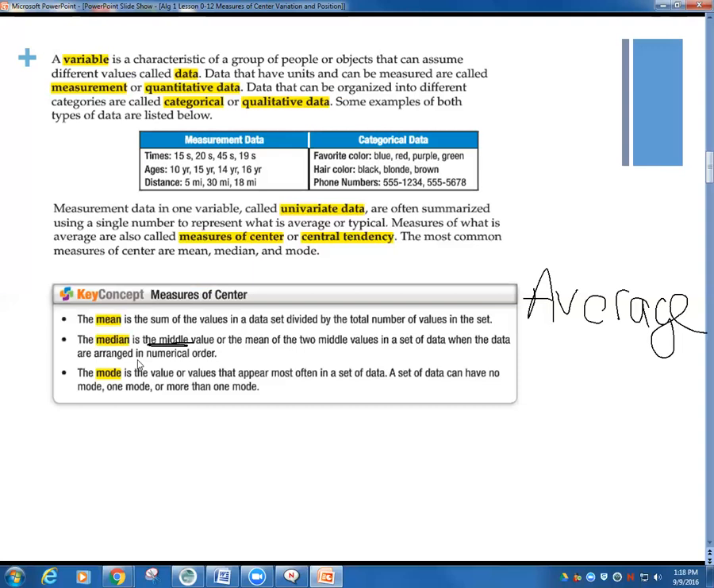Now, median, I think, sounds a lot like medium. And if you think small, medium, large, medium is in the middle. So median is the middle.